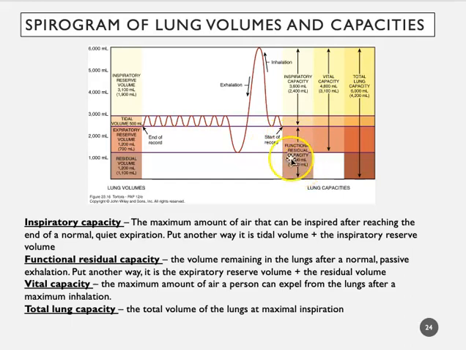And then there's something called vital capacity. That's the maximum amount of air a person can expel from the lungs after a maximum inhalation. So the biggest breath in and the biggest breath out that you can take, that is your vital capacity. And then you simply add the residual volume to that, and you get your total lung capacity.